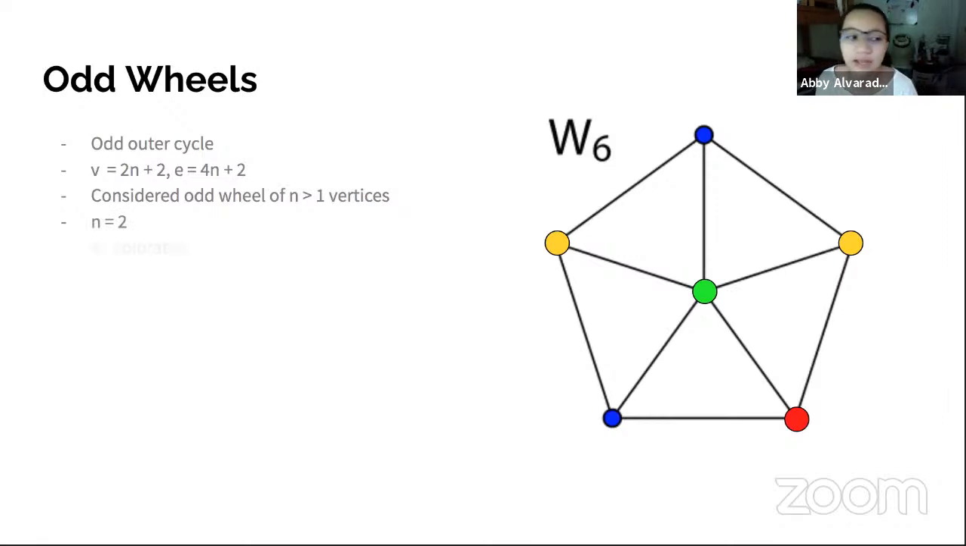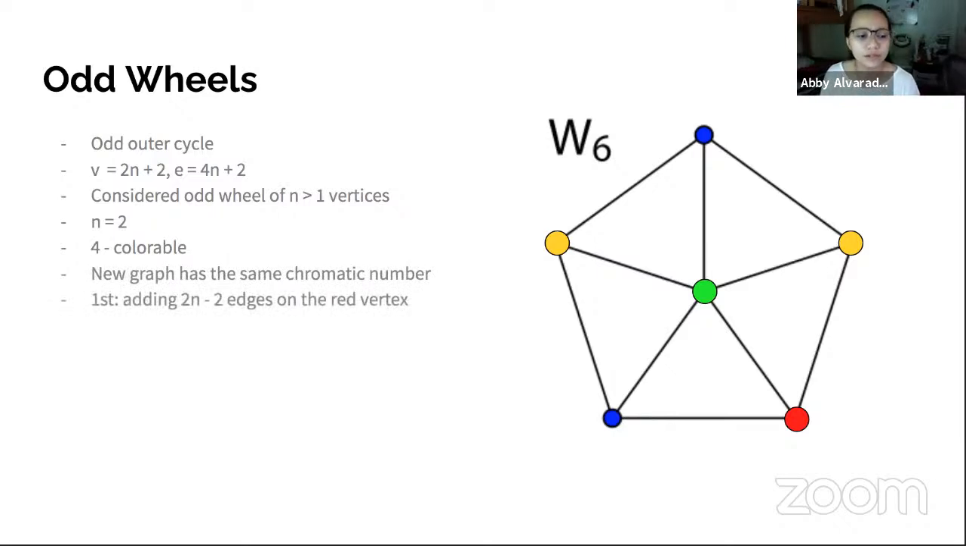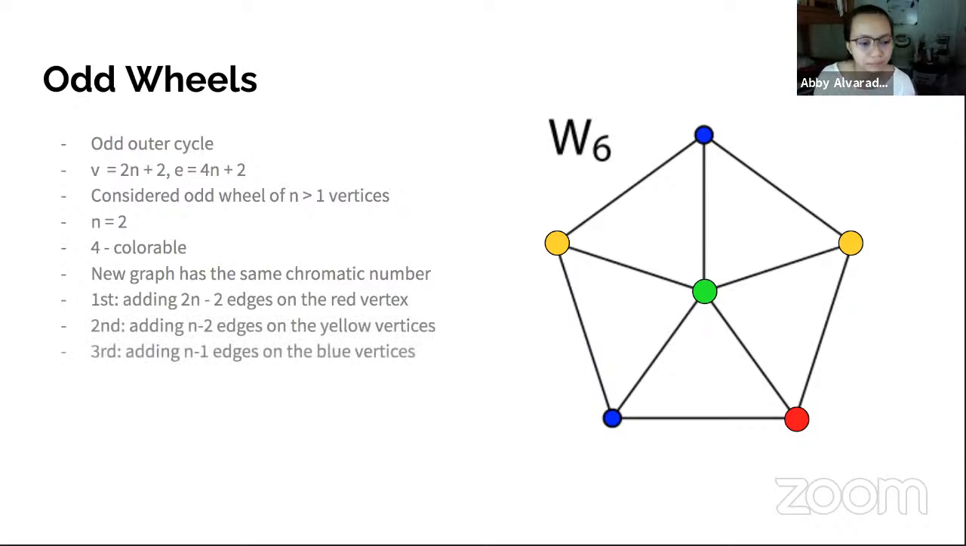So we considered n is equal to 2 and it is 4 colorable. Now, similar to the one a while ago, she just connected edges to vertices that are not yet connected to. So the new graph also has the same chromatic number. It's also 4 colorable. So first, she added 2n minus 2 edges on the red vertex. Next is she added n minus 2 edges on the yellow vertex. And the third is she added n minus 1 edges on the blue vertex. So the new graph is non-planar.